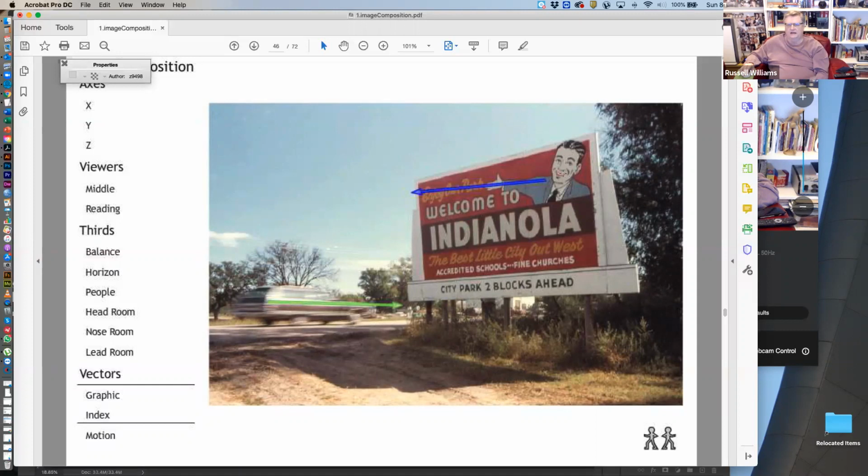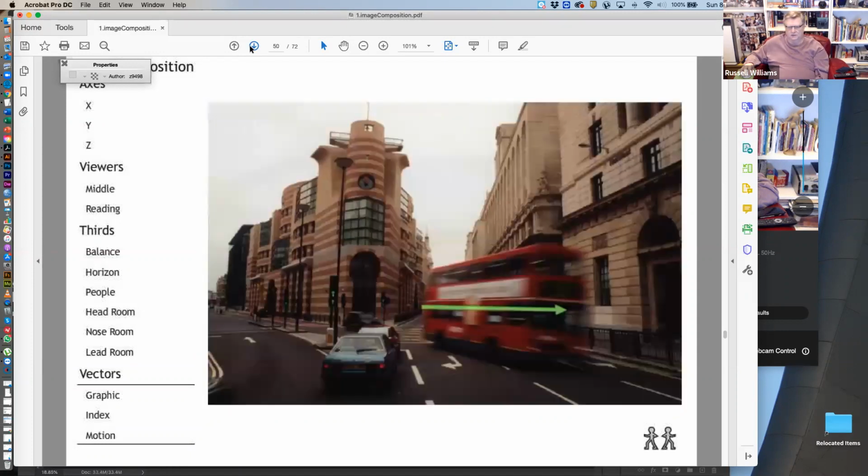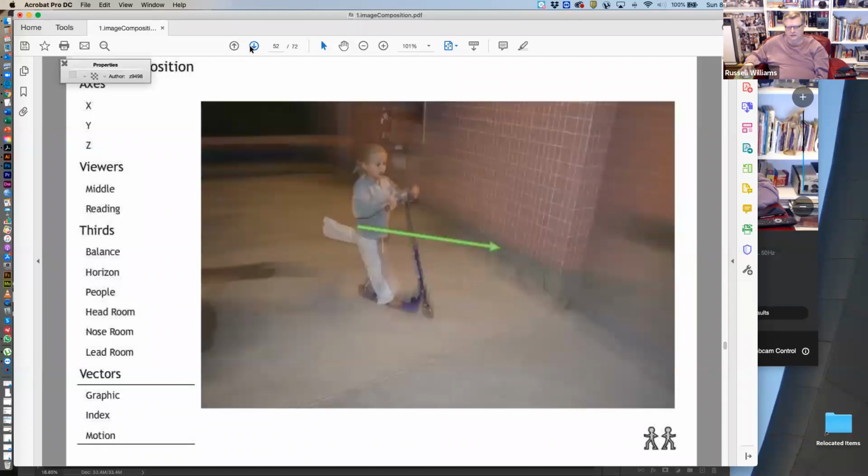So he's looking at us. Even in a sign, we're drawn to the eyes. And I have, okay, this is a motion vector. So the horse moving across, we follow the horse moving across. Motion vector with the bus. And honestly, I've got another version of this picture without the bus, it's just stagnant. It's not nearly as interesting.